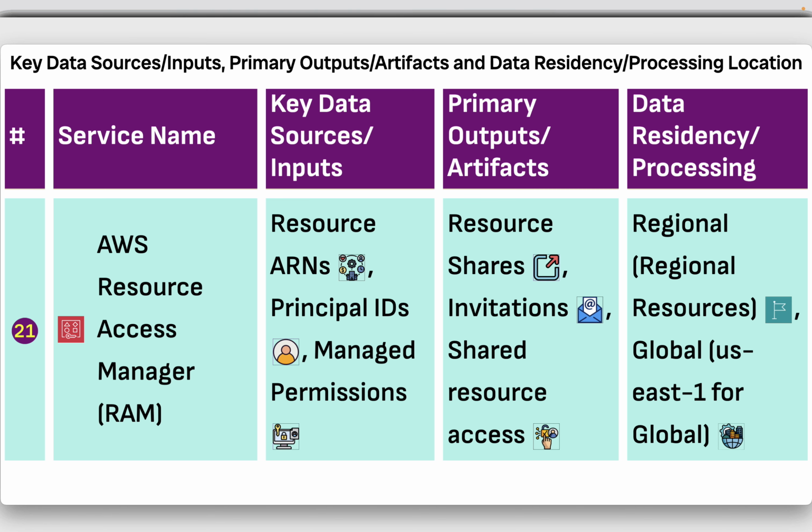Next, we have AWS Resource Access Manager. Data sources are resource ARNs, Amazon Resource Names, principal IDs, and managed permissions. And outputs are resource shares, invitations, shared resource access. Residency is regional for the regional resources and global, which is in US East 1.